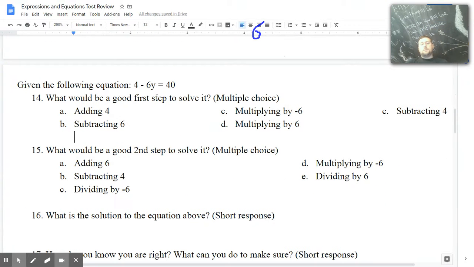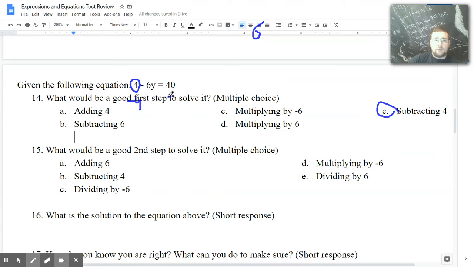The next one would be the following equation. What would you do to solve it first? So again, you have to go in reverse order of operations. So I've got to get rid of this 4 right here. And that 4 is adding, so I have to subtract 4 from both sides, right? Then we also have to say, what would be a good second step to solve it? Well, let's actually do it and see what would happen.